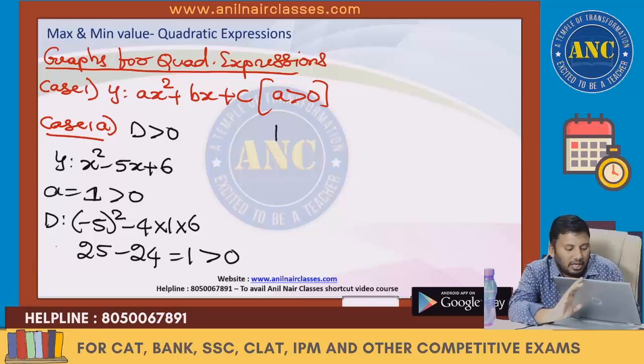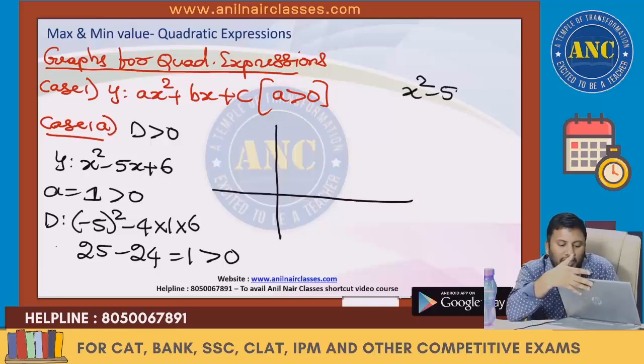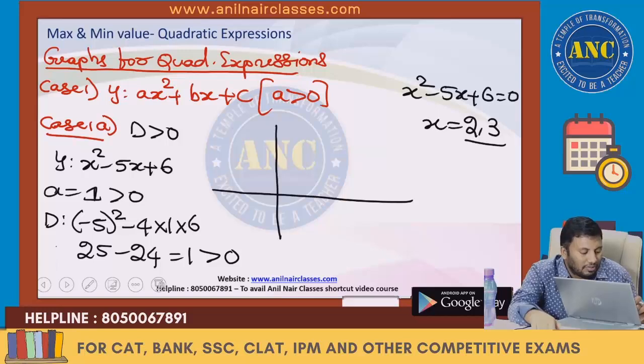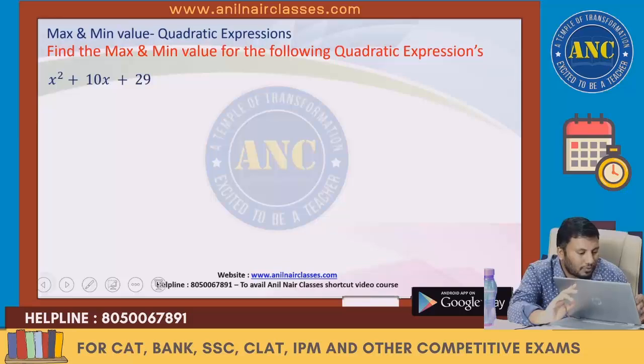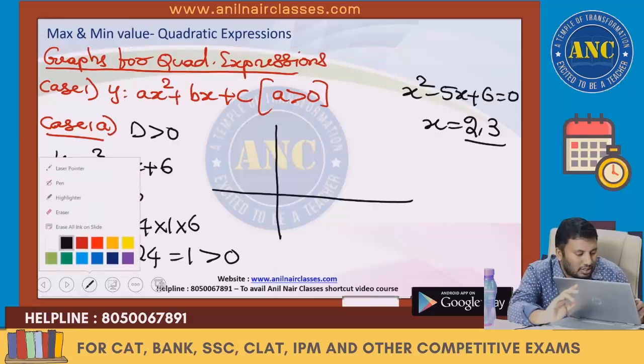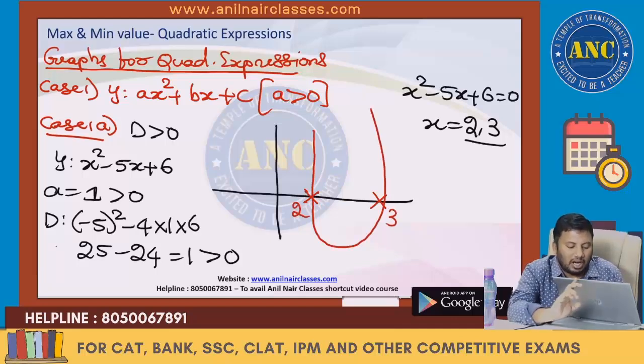If I equate x square minus 5x plus 6 equal to 0, x is 2, 3. The graph will always be an upward parabola. This is 2, this is 3. The graph will be like this. So the graph is touching the x-axis at 2 points. These are nothing but the roots.